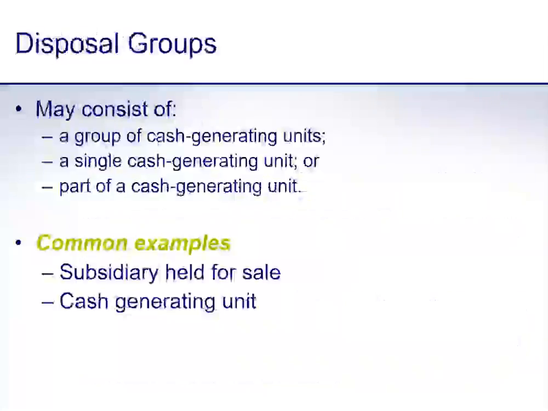Now, these disposal groups, I've alluded to this already, may consist of a group of cash generating units. It may be a single cash generating unit. It may be a portion of a cash generating unit. Any one of those will work. So the common examples, as we've already said, if I'm holding a subsidiary with the intention of selling it, a cash generating unit, I've taken a division or a portion of a division, something that on its own is able to generate its own revenues and pay its own expenses and so forth. That's a cash generating unit. As long as I meet the definition, then I can hold that as a disposal group with no qualms whatsoever.